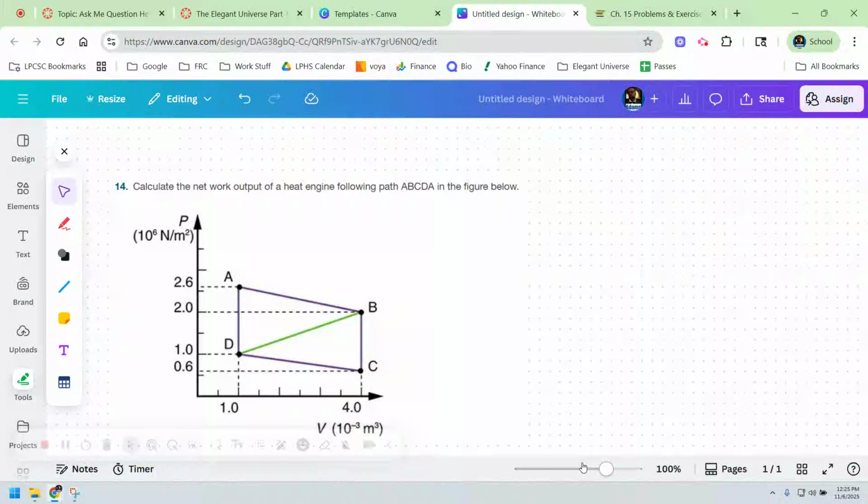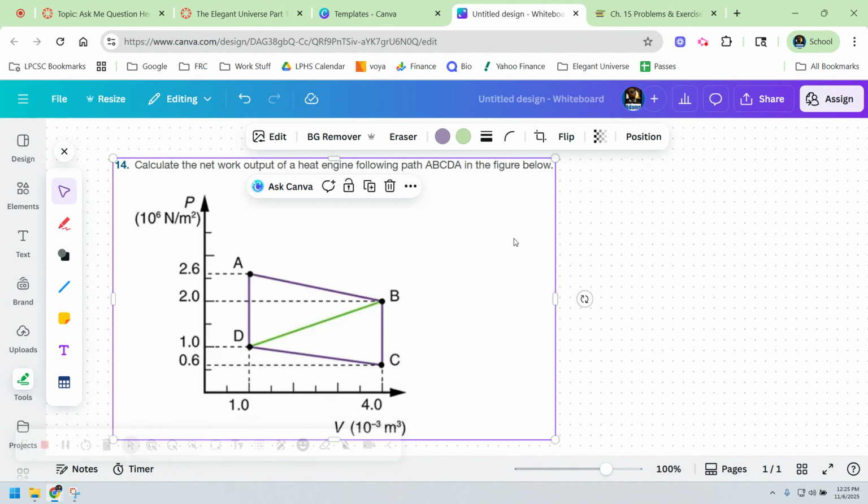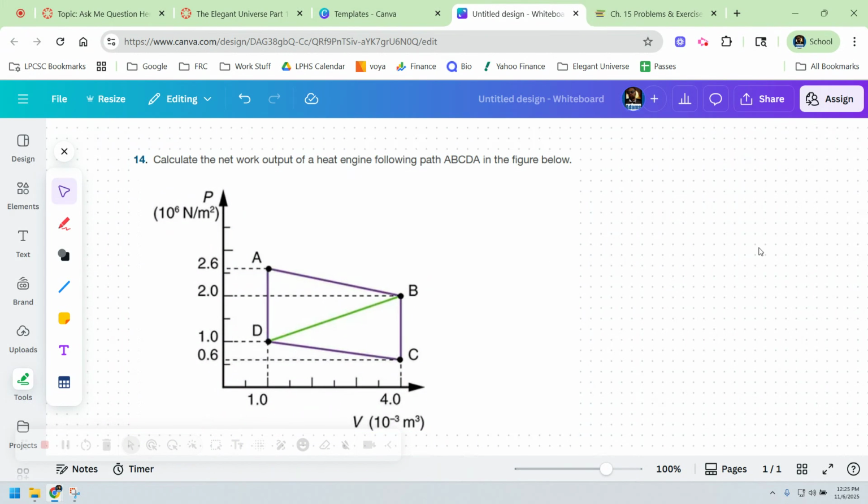All right, so for number 14, it says calculate the net work output of the heat engine following the path ABCDA in the figure below.